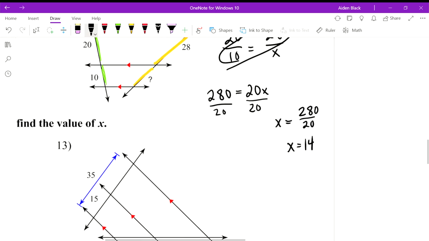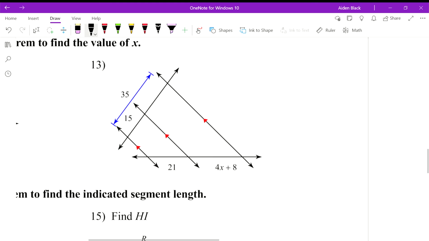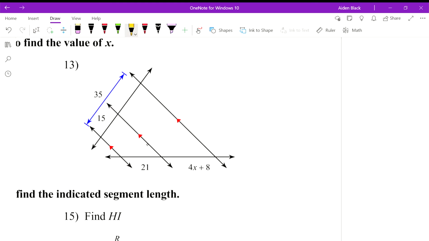Now let's look at one that's a little more complex. Okay. Again, same thing. If we take this value and divide it by this one, should be equal to this value divided by this one. And that's because all of these lines that break these two transversals are parallel. Okay, so this value right here, you should know how to get that. It's that whole length of 35 subtracting 15. So that should be 20.